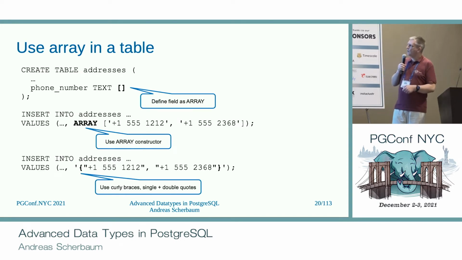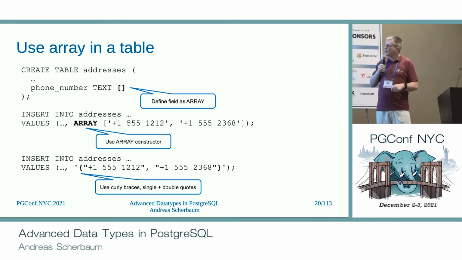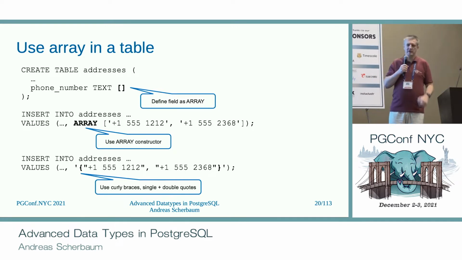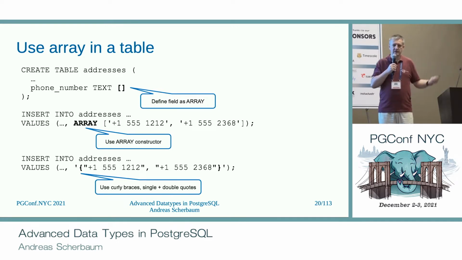Okay, one way to define an array is using a field. Another way is to use the array constructor. Both reside in the same row in the end. You can also use curly braces and then use single quotes around your double quotes here around your data. This is basically the same result.